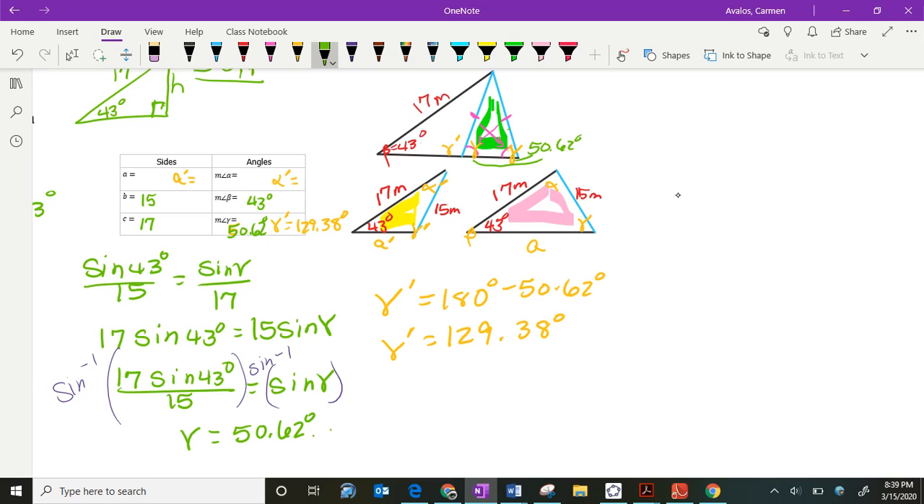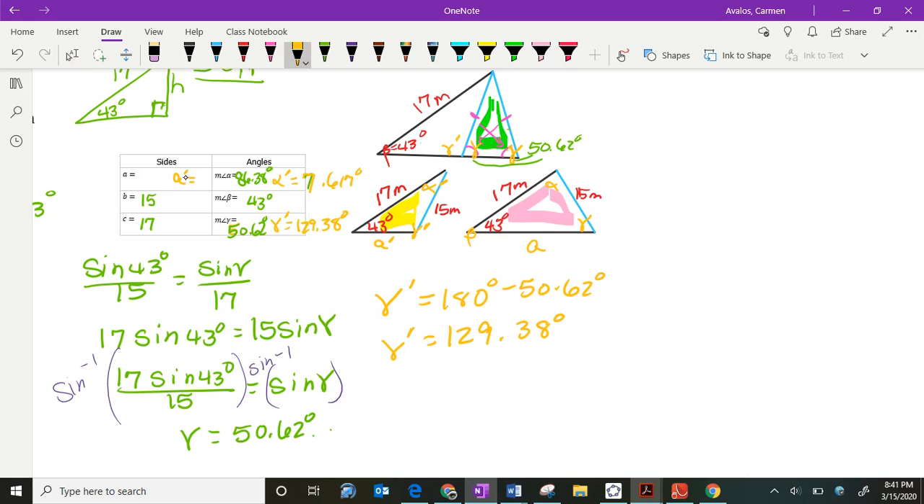So if I know these two, then alpha is going to be 86.38, and therefore alpha prime is going to be 7.617 degrees. And so those are the angles. Now we are just left with A and A prime. All right, so now how do we find A?